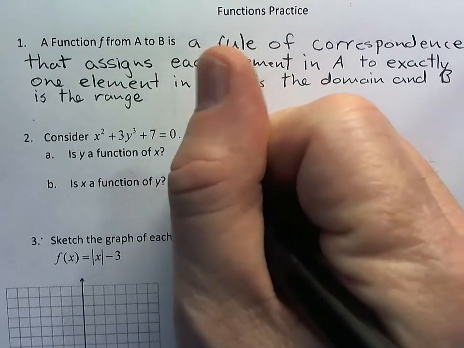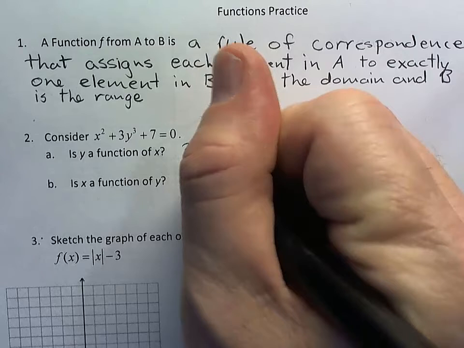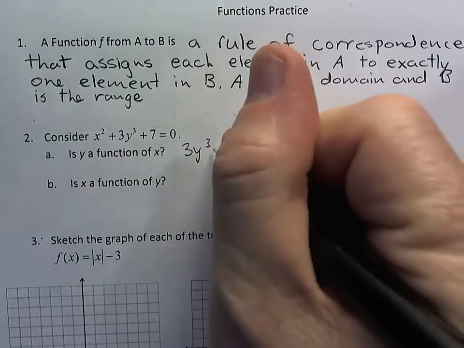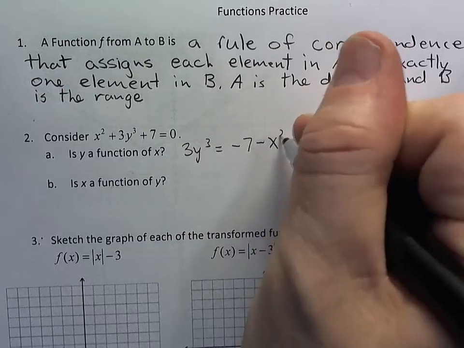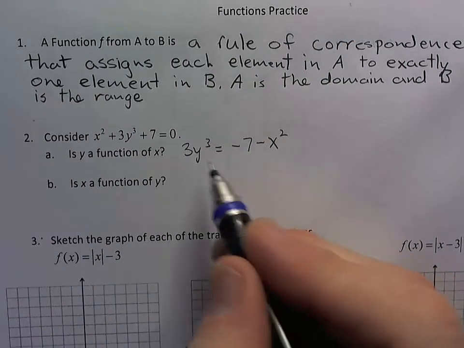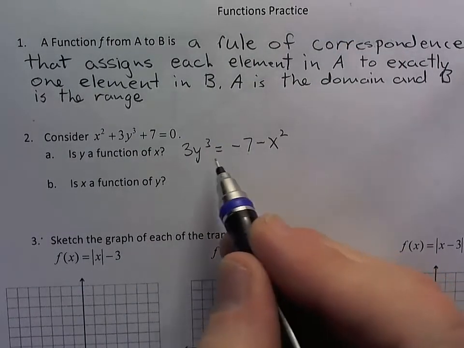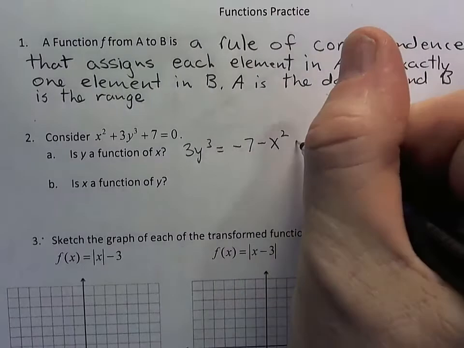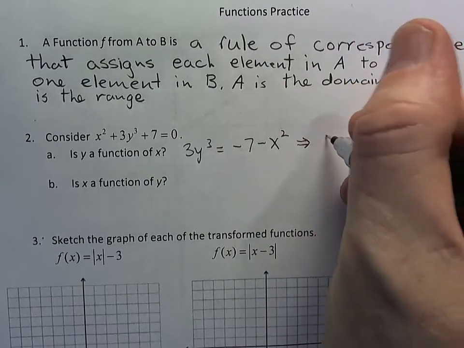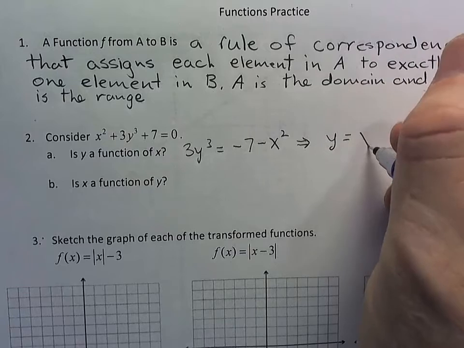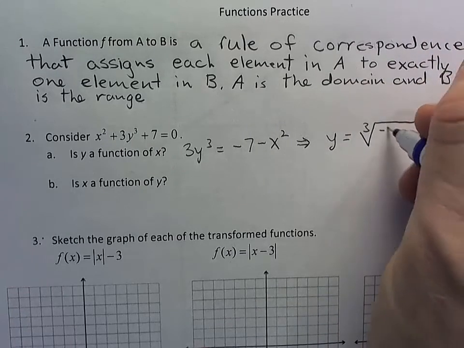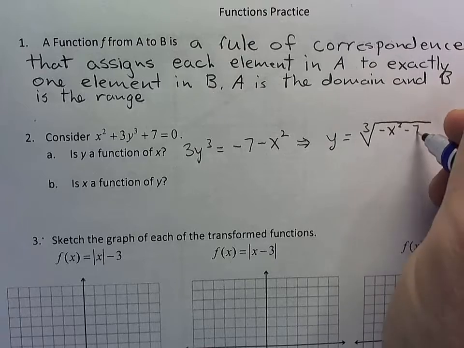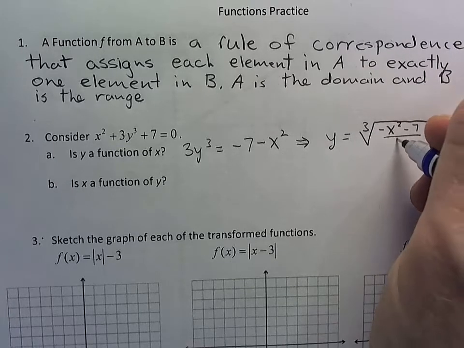And what you get then is 3y cubed equals negative 7 minus x squared. Okay, that's what you get. And then you can divide by 3 and take the cube root. So you get y equals the cube root of negative x squared minus 7 over 3.